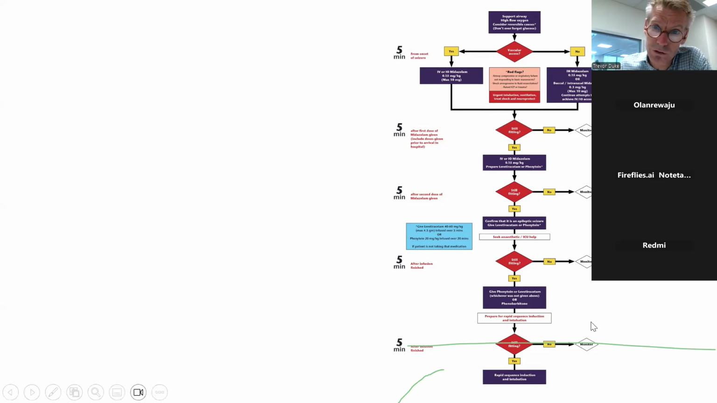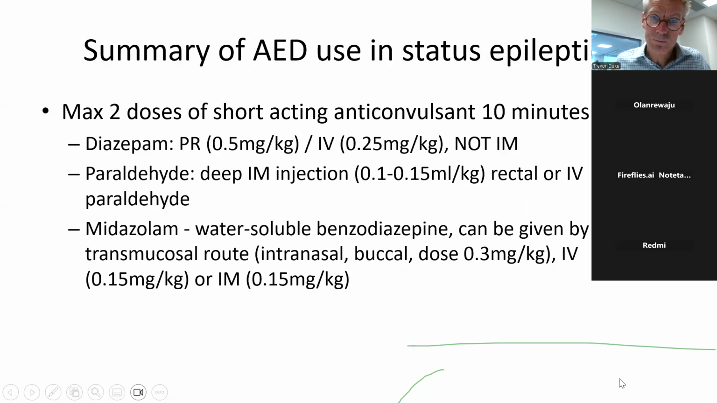If the child's still not stopped fitting, then a long-acting agent is given. And if the child's not stopped fitting after that long-acting agent is given, whatever the long-acting agent is, I'll talk about those shortly, then the child requires airway support and intubation. That's the algorithm for the Advanced Pediatric Life Support, very similar to what WHO are recommending.